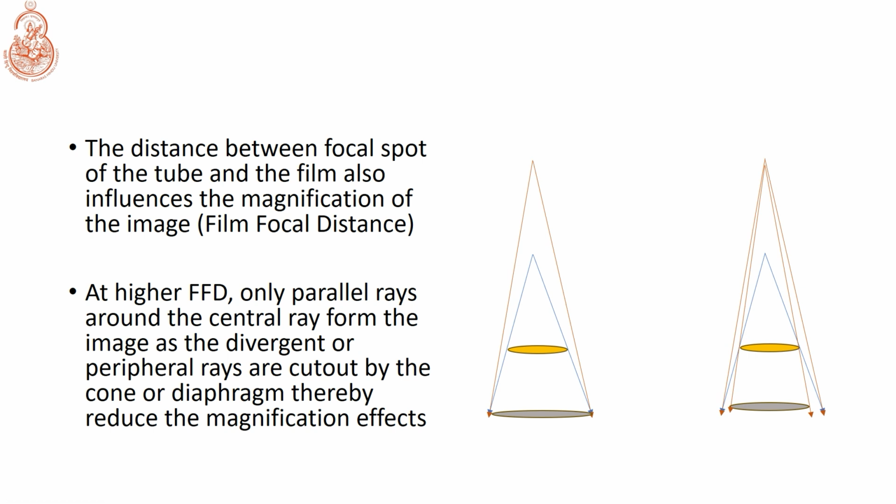The distance between the focal spot of the tube and the film also influences the magnification of the image. This distance is called the film focal distance. At a higher film focal distance, only parallel rays around the central ray form the image, as the divergent or peripheral rays are cut out by the cone or diaphragm, thereby reducing the magnification effect.